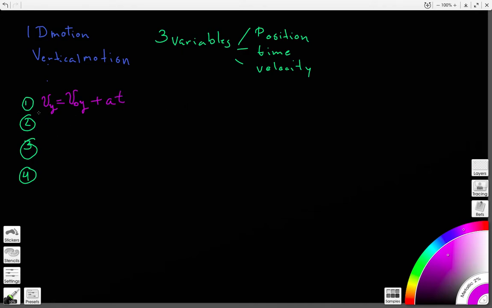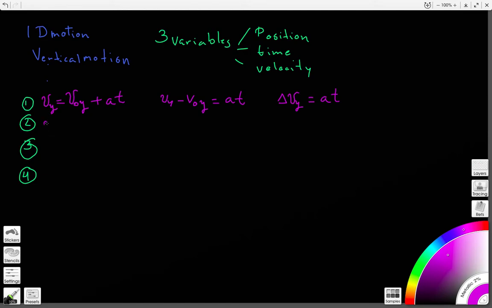If I pass the initial velocity to the left, I get Vy minus V0y, so Vy minus V0y is equal to a times time. And this is equal to my delta, the change in velocity in my y direction, equal to acceleration in the y direction times time.